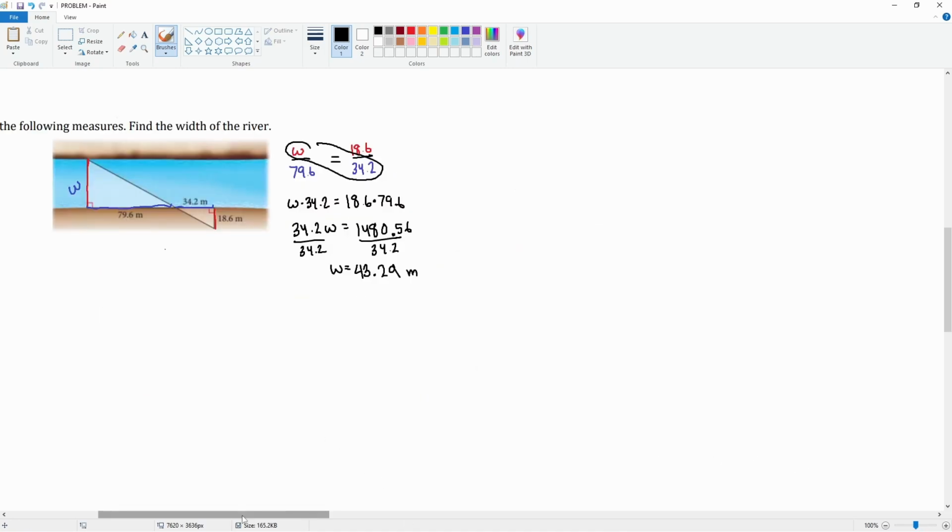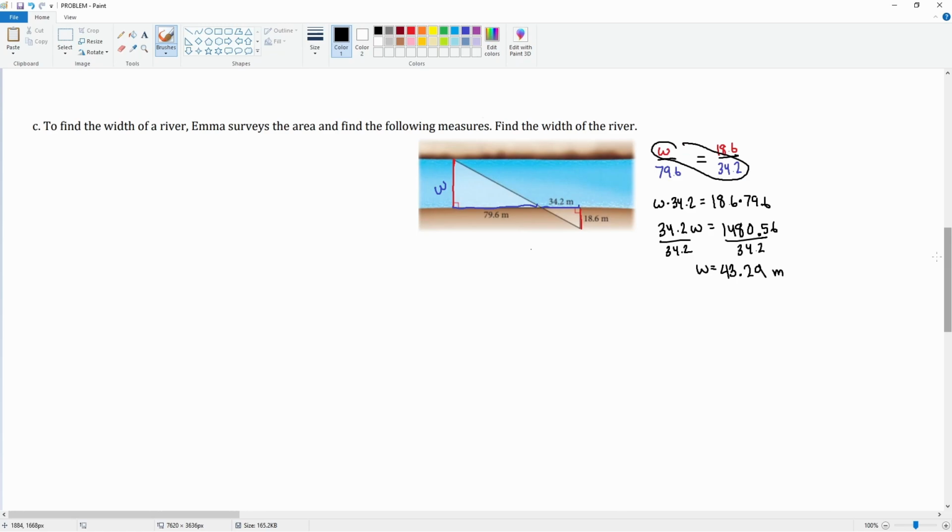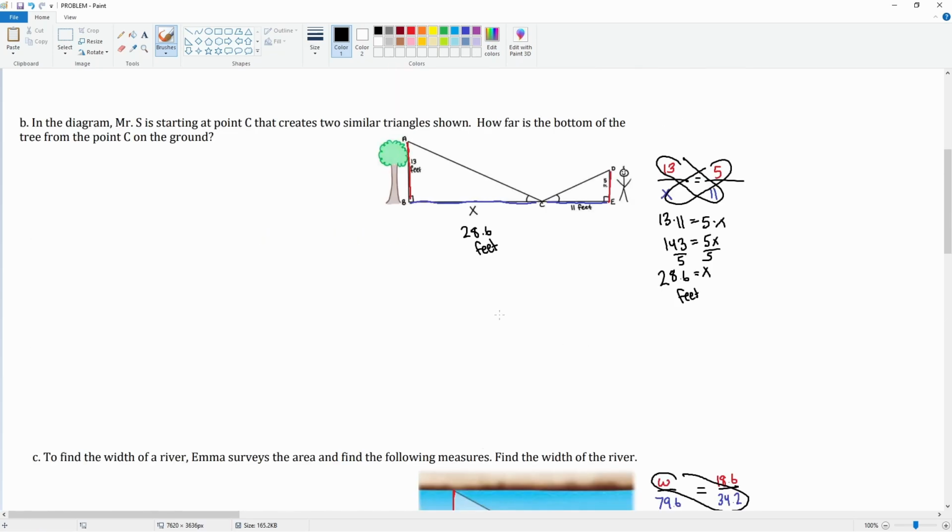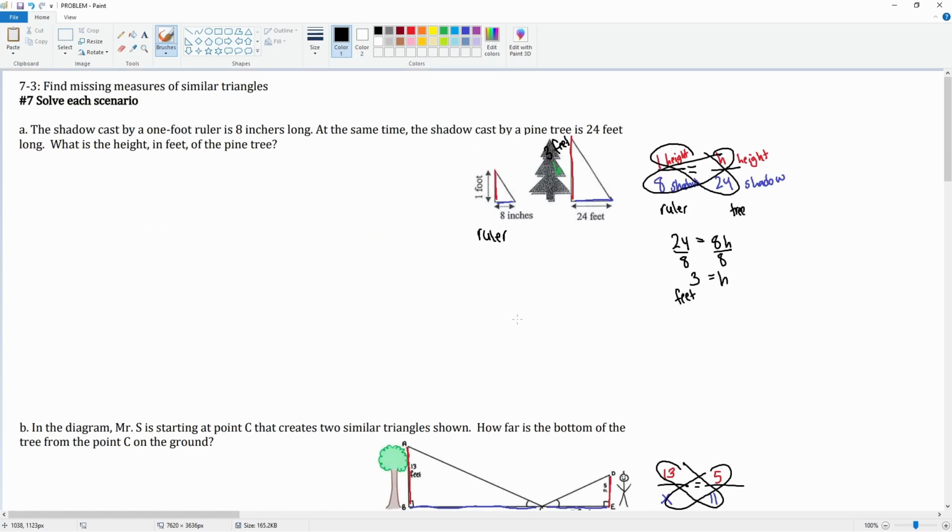So all these problems just required us to set up a proportion, cross multiply, then solve. The most difficult part here is to make sure you label the image correspondingly with the red and blue. That's going to help you set up the proportion.